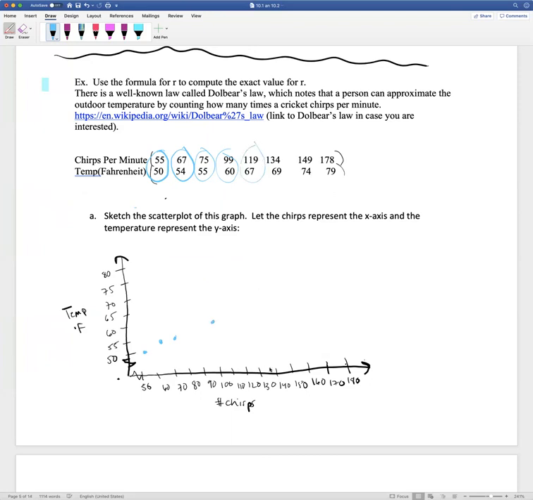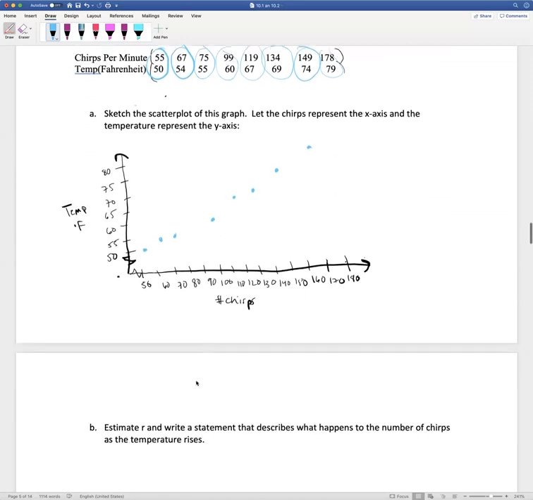When a cricket chirps 119 times per minute, so a little bit less than 120, it's 67 degrees. Let's go 65, 66, 67, right around here. When a cricket chirps 134 times per minute, it's 69 degrees. At 149, it's 74 degrees, so 149, 74, all these numbers ending in nines over here. And then 178, 79, so 178 would be right there, and 79 right around there. Fairly tight linear relationship. So here's what a scatter plot of this graph would look like.